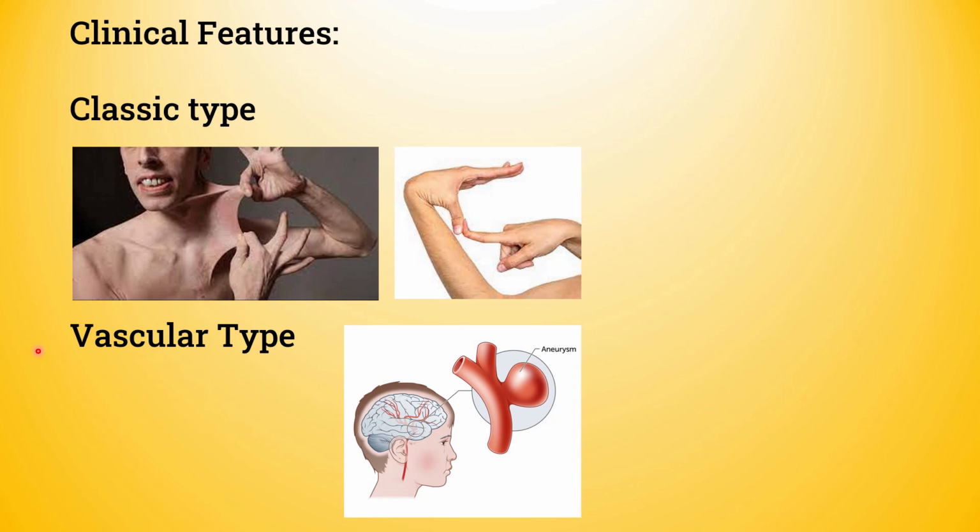In such patients, there is hyperflexibility of the skin. It is commonly seen in the classical type, along with hypermobility of joints. In the vascular type, there is formation of aneurysm, meaning dilatation of the blood vessels. It is seen in patients suffering from the vascular type of Ehlers-Danlos syndrome.